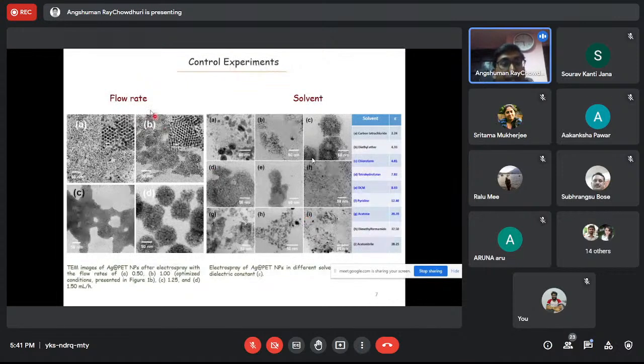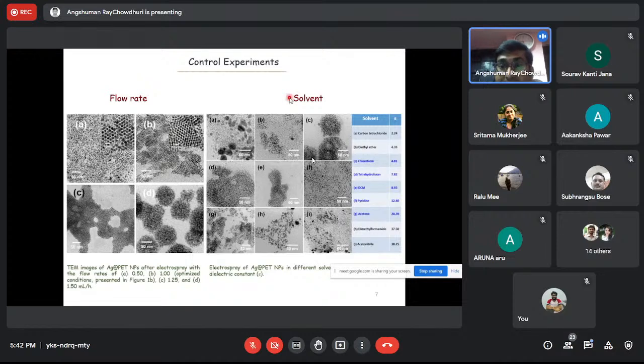Now coming to the flow rate. The flow rate is also a crucial thing, because it regulates the droplet size. When the flow rate is more, the droplet size will be less. When the flow rate is less, the droplet size will be more. So when the droplet size changes, the particle size will also change. We observe that when the flow rate is 1.0 ml per hour, we are getting such kind of assembly.